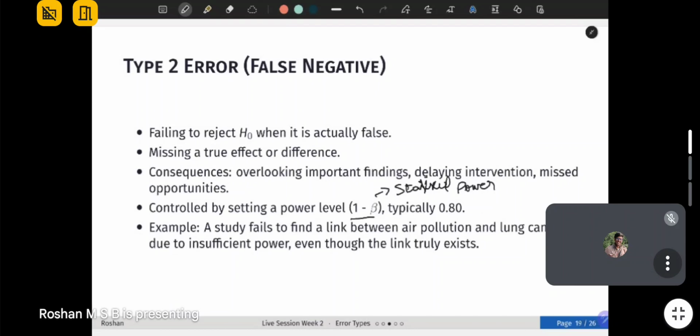Okay. What does statistical power mean? Was anything taught in the lecture, or? No. Just a definition was given. Okay.